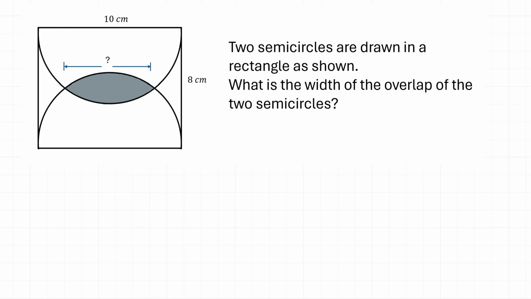Hello everybody, in this question, two semicircles are drawn in a rectangle as shown. What is the width of the overlap of the two semicircles?